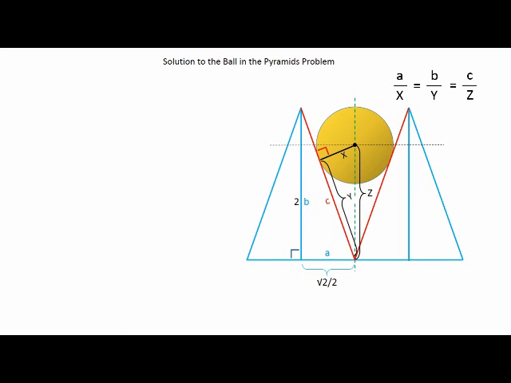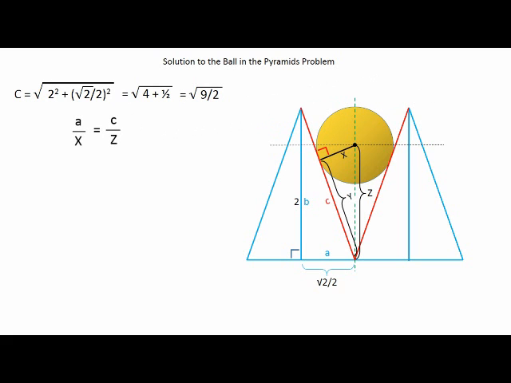Again, we use the Pythagorean theorem to find C. C is equal to the square root of 2 squared plus the square root of 2 over 2 squared, which is the square root of 4 plus 1/2, which is the square root of 9 divided by 2. Now let's use our similar triangle relationships.